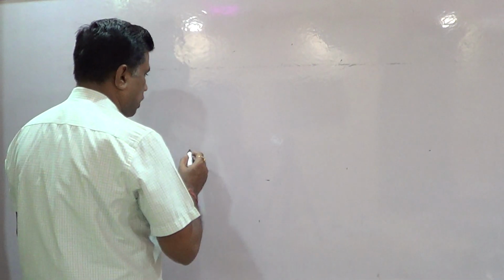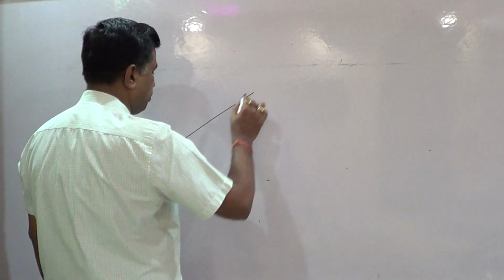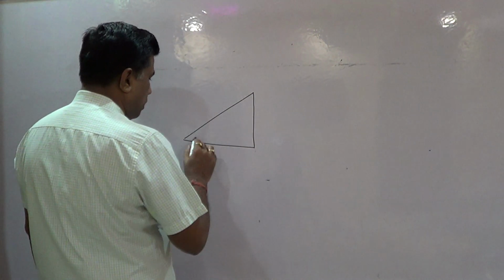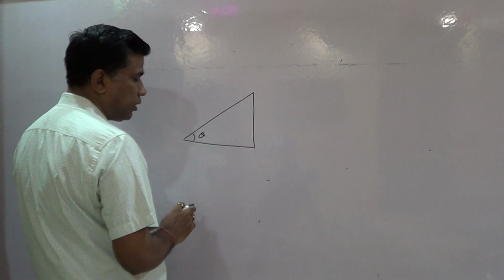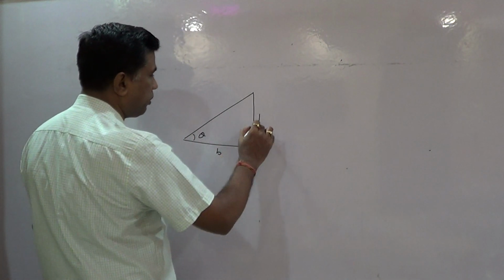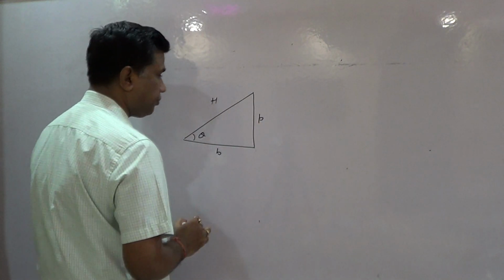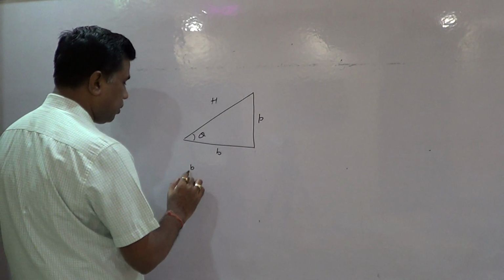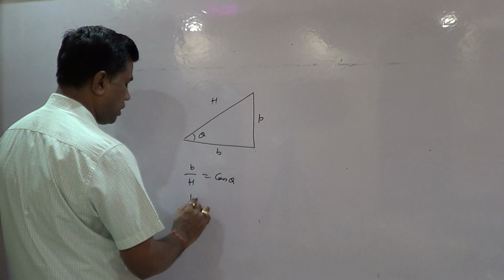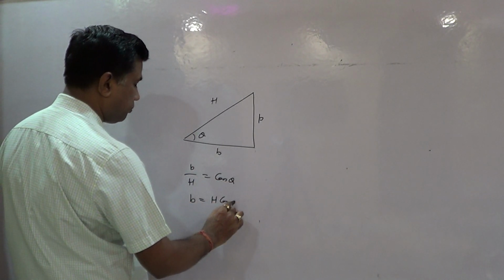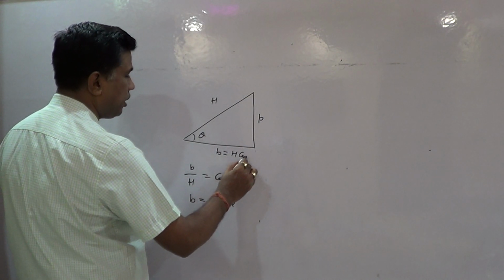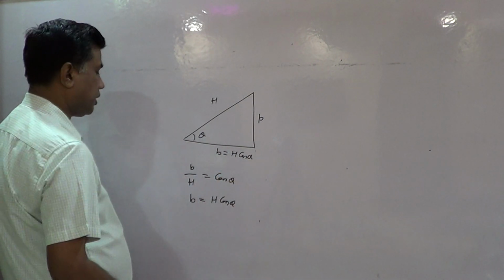Suppose we want to resolve a vector into two rectangular components. Suppose this is a triangle, and this angle is taken into consideration. For this angle, this is called the base, this is the perpendicular, and this one is the hypotenuse. Student, you know base by hypotenuse is equal to cos theta. So you can say b equals h cos theta. So this component b can be written as h cos theta.